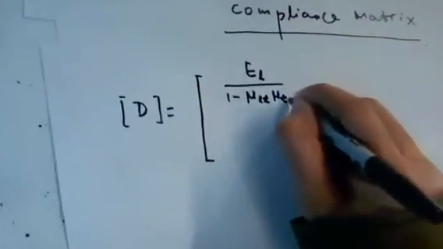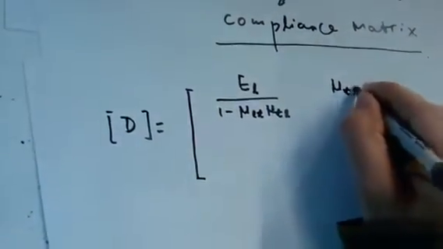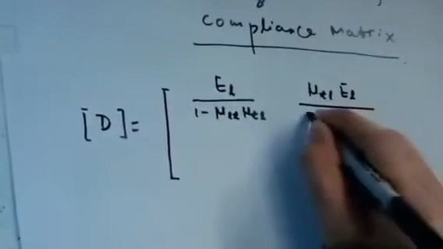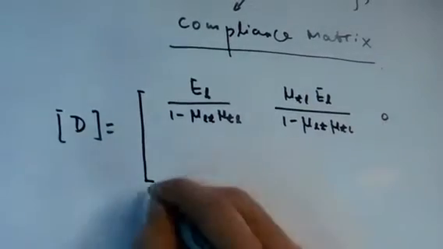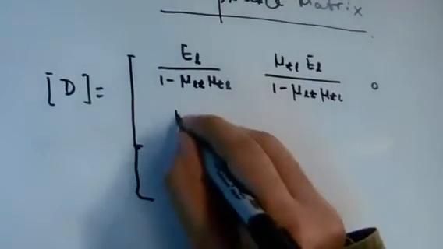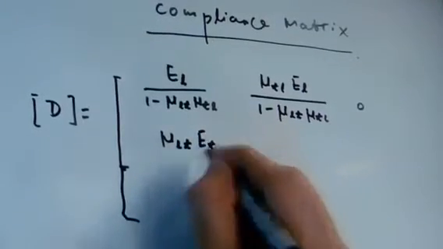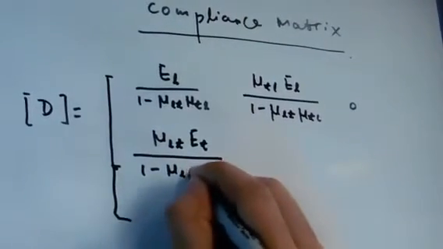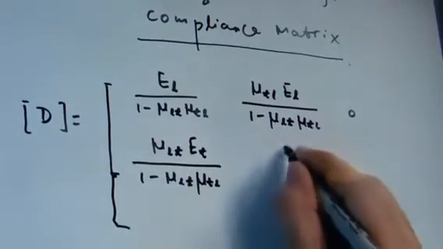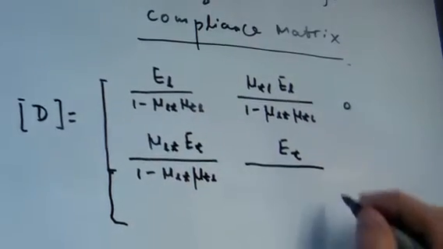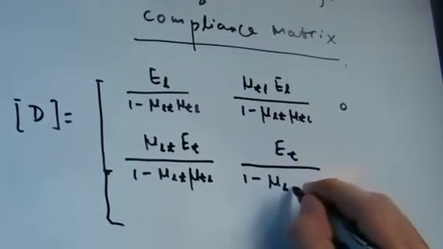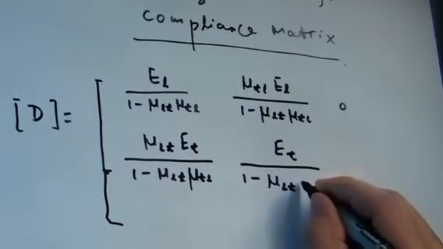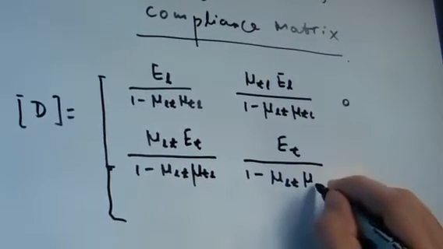1 minus mu LT mu TL, mu TL, mu TL, mu LT ET. This T matrix I already gave you last time. It is used to relate the strain in local coordinate and the stress in local coordinate.